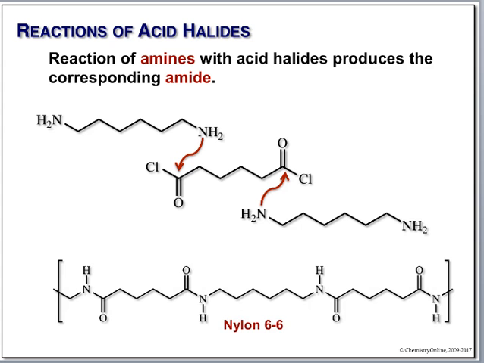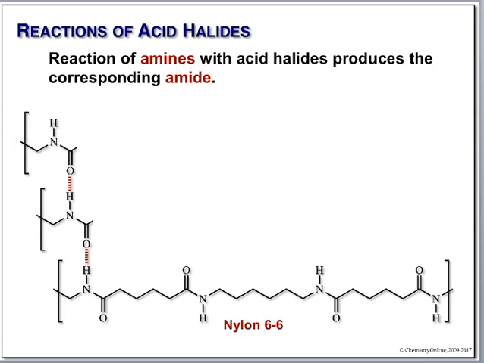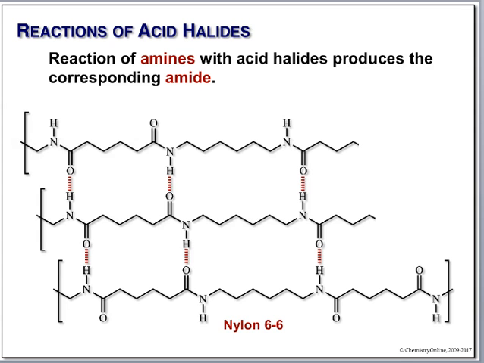Why is nylon 6 such a strong thing? Because the amides, remember these amides are all conjugated and they're planar. They can line up with other amides in adjacent chains, form these hydrogen bonds, and it's a very strong sheet. This is why nylon is so strong. And this is how you make it.